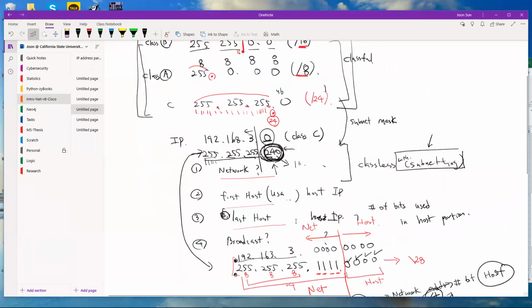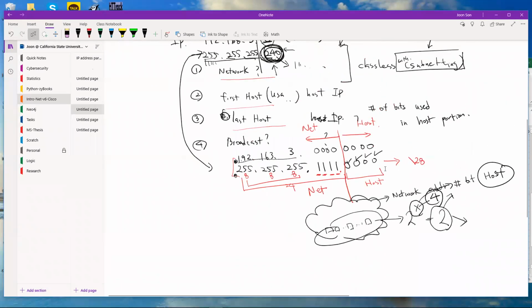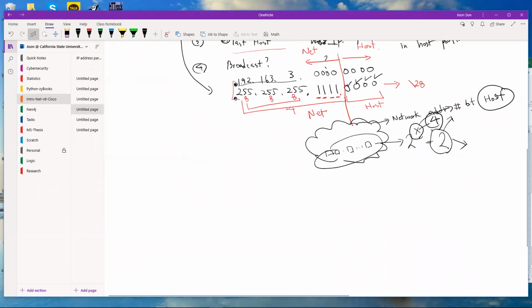Okay, for example, in the previous homework assignment, if I give you 192.168.5.0, since this is class C, you know that by default your subnet mask is 255.255.255.0, and this is basically /24. By the way, what is your name?